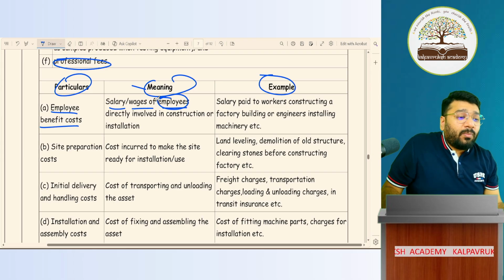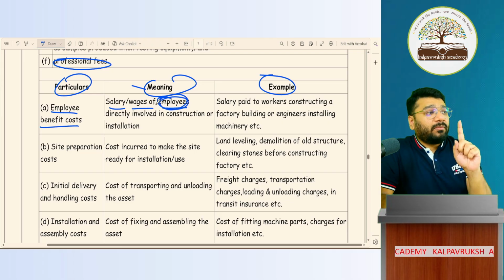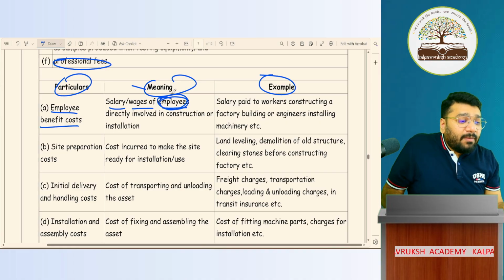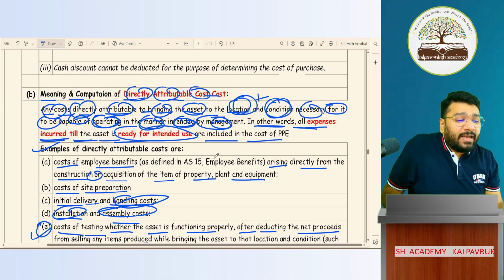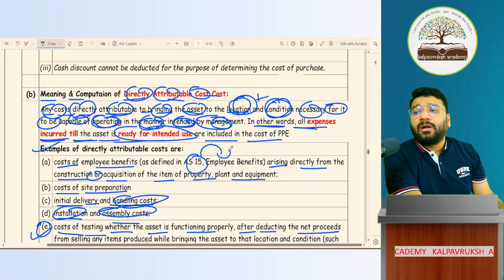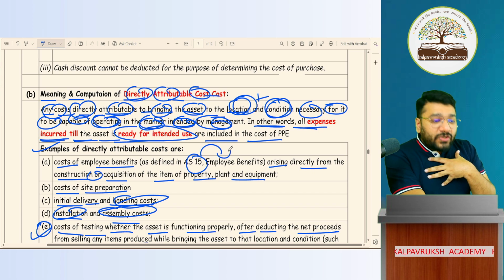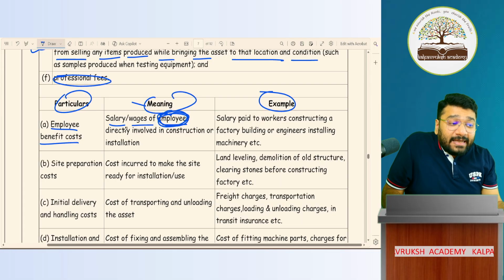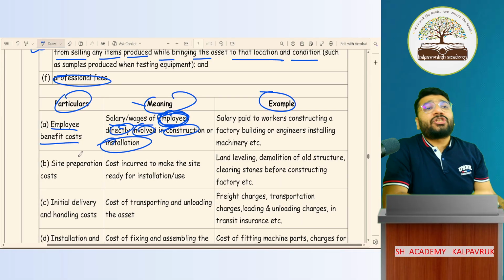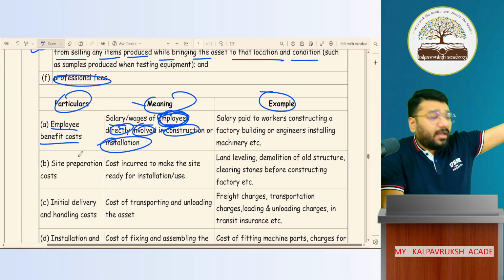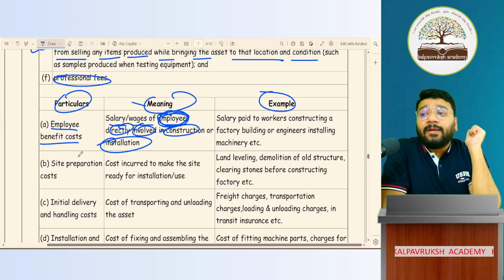So here they're talking about employee. Employee, who is that? Either the person who's working with me to whom I'm paying salary or wages. These are the employees who are employed as per AS 15. So AS 15 defines the employees. So basically those are my staff. So if any of my staff are directly involved in the construction or installation of PPE, and for that I'm paying any money in form of salary or wages, that also will be a part of your cost of PPE. Got it, not got it?